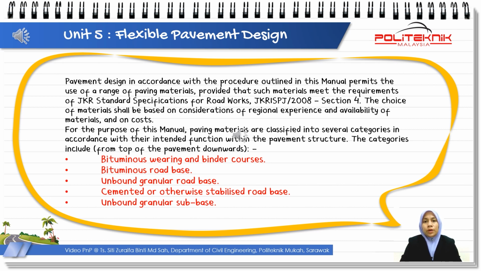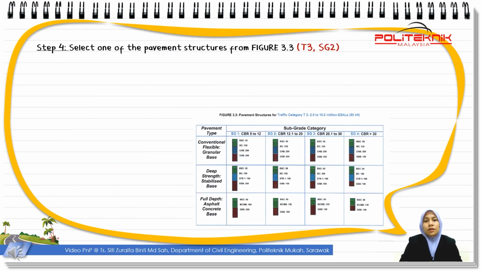For the purpose of this manual, paving materials are classified into several categories in accordance with their intended function within the pavement structure. The categories include, from the top of the pavement downward: first, bituminous wearing and binder course. Second, bituminous road base. Third, unbound granular road base. Fourth, cemented or otherwise stabilized road base. Lastly, unbound granular subbase.